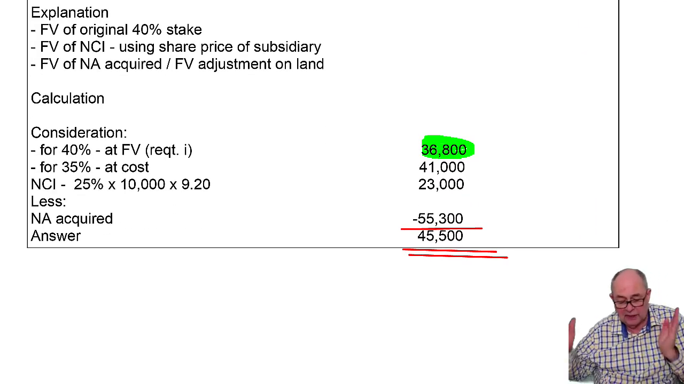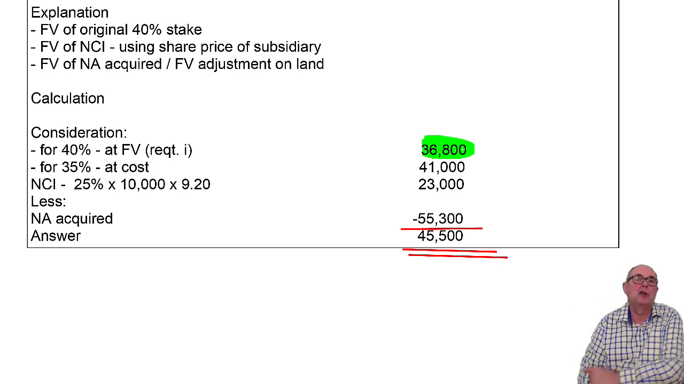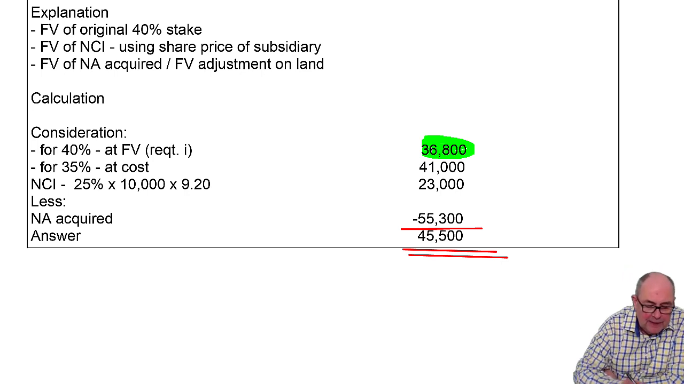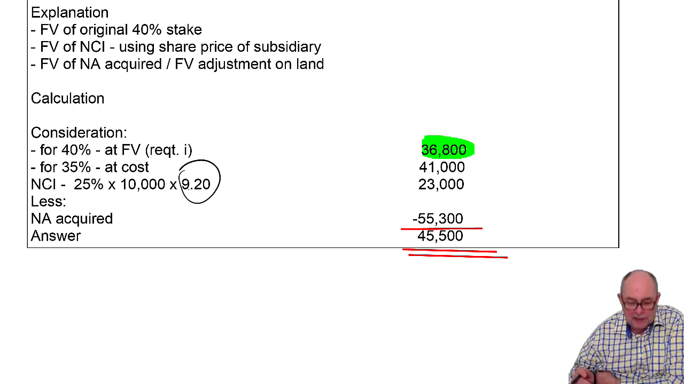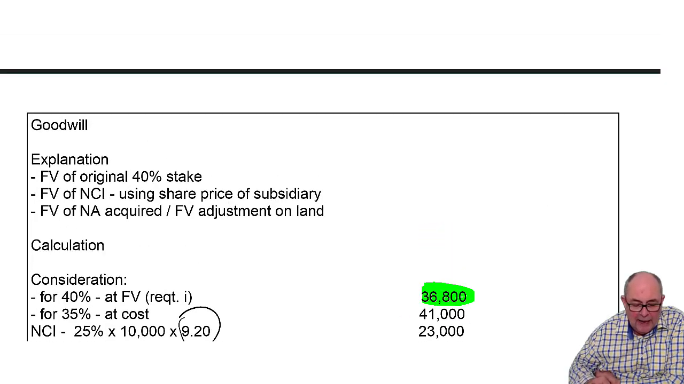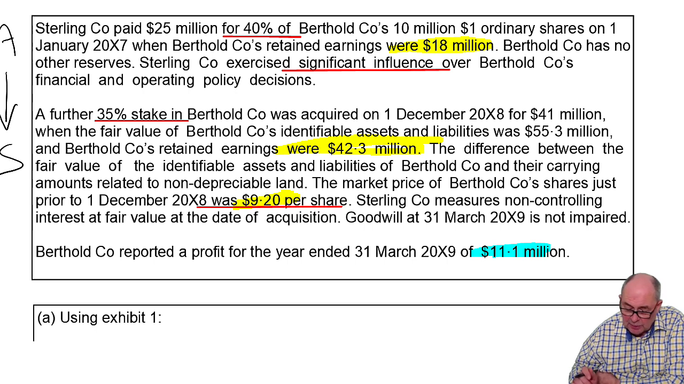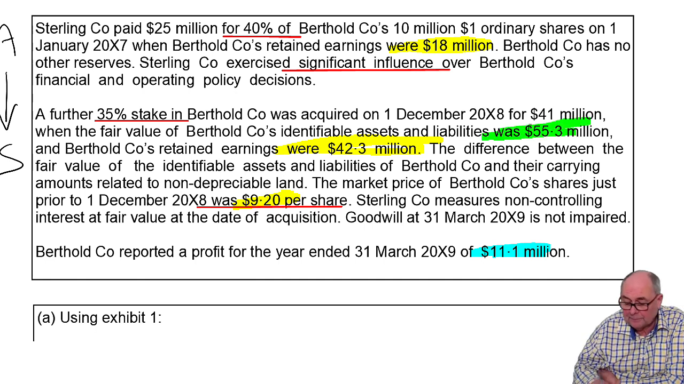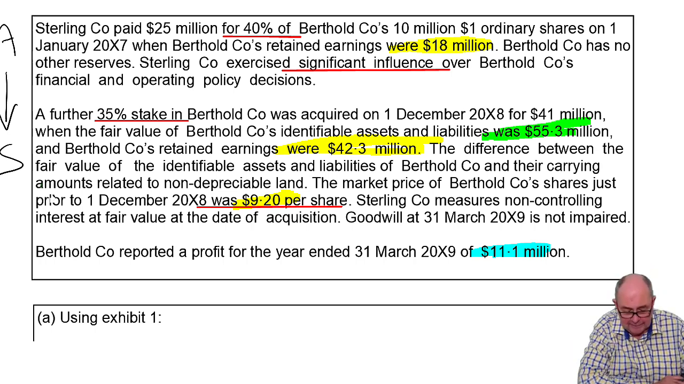Then the cost of the 35%. If I've got 75, the minority have got 25. Again, using the share price of the subsidiary, that's the 920. Less net assets. We must have been given that somewhere. 55.3. You can just pause this as much as you want to, can't you? Net assets, again, there it is. I'm just highlighting it in green. Net assets, on the date we get control, 55.3.